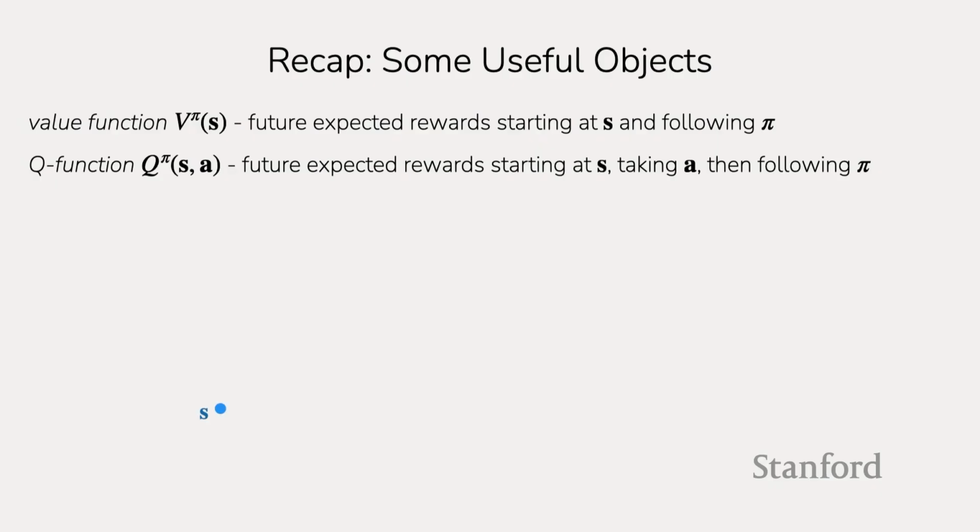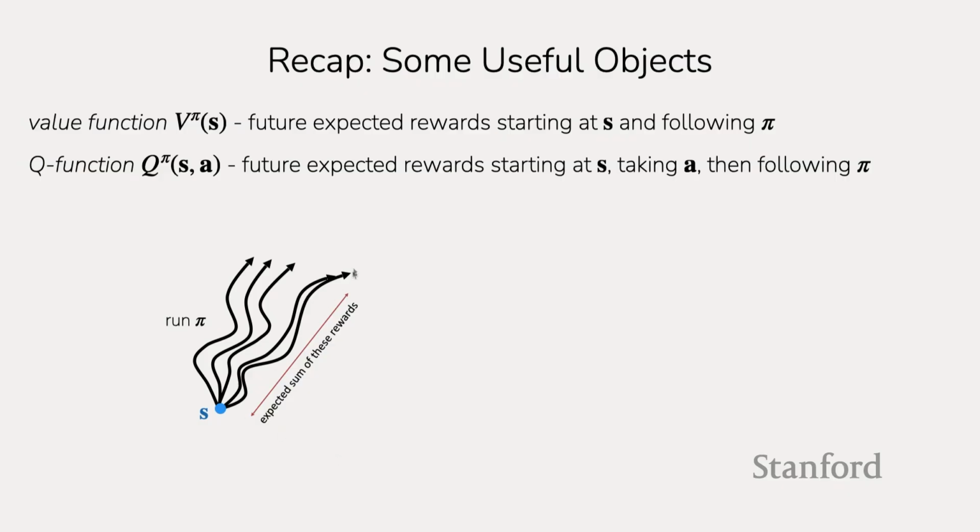And we can kind of think about these as follows. If we have a given state that we want to estimate the value of for a policy, then we can run that policy, and the value is capturing the expected sum of rewards. So basically, the sum of rewards of each of these trajectories averaged over these trajectories for that state and that policy. And we can write this as the summation over future time steps of our reward if we're starting at S_t and following our policy pi.